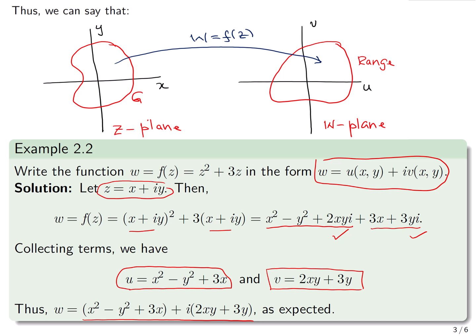This is a normal approach that we can use for any function like that. The starting point is to assume z equals x plus iy, and then we can do it like this.